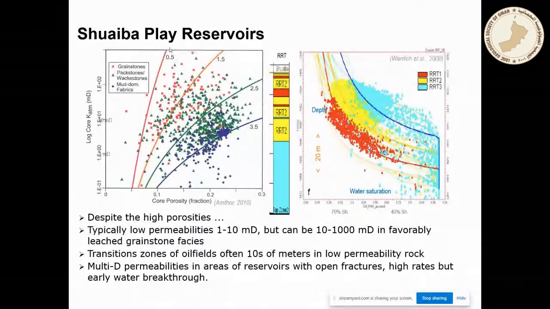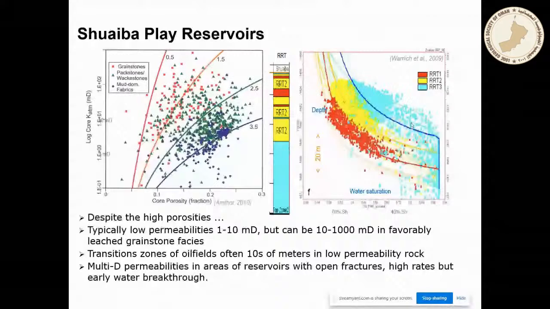Whereas here for grainstone facies, when the rock quality is good, you can have a low value of porosity, so 15% or 10%, whereas the permeability here is shooting up to maybe 10 or 100 millidarcy. So there is huge variability in permeability in relationship to porosity for various facies or rock types.